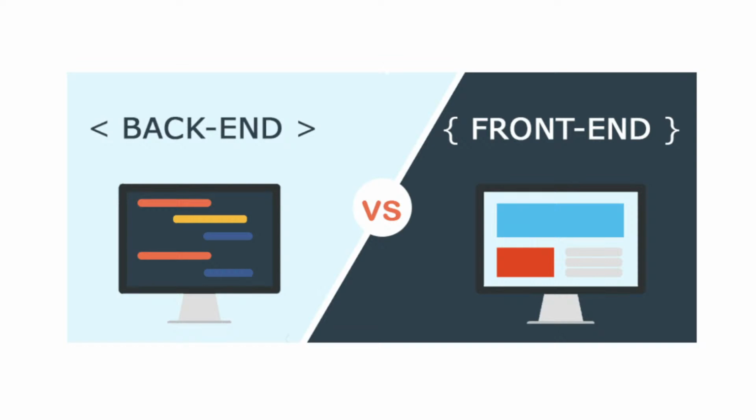Languages used in front-end development. Despite different technologies and stacks available in the industry, the front-end developers majorly use the below-mentioned three languages. 1. HTML. It refers to hypertext markup language.